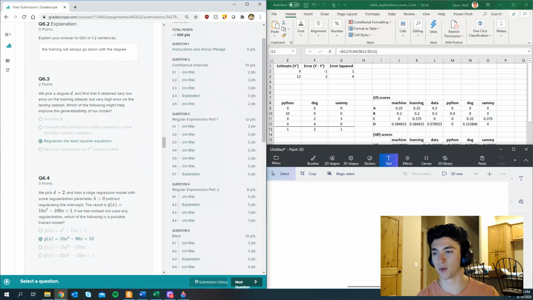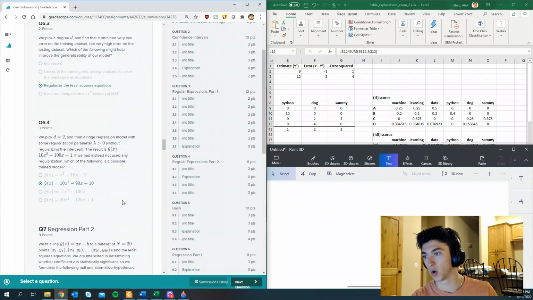So 6.4, we pick D equals 2 and train a ridge regression model with some regularization parameter without regularizing the intercept. The result is y of x is equal to 10x squared minus 100x plus 1. If we'd instead not used any regularization, which of the following is a possible trained model? The answer would be y of x is equal to 20x squared minus 120x plus 1, which is not, in fact, what I have here. It should actually be D. D should be the correct answer.